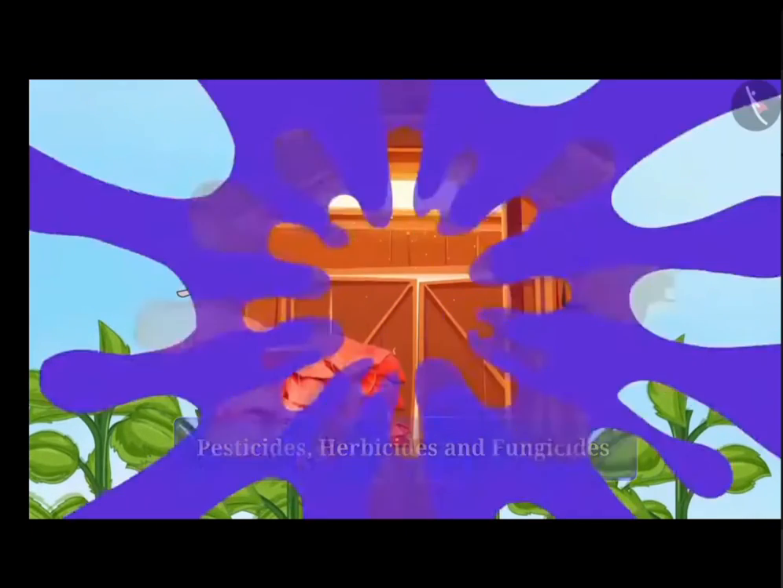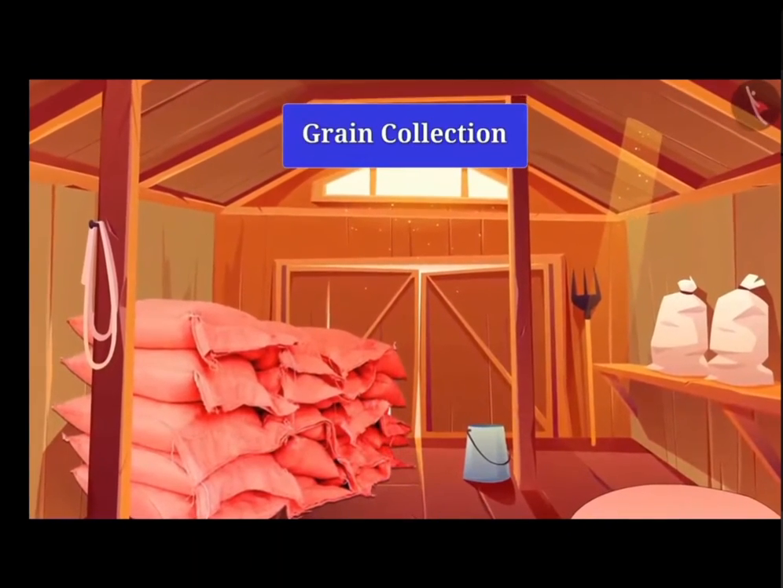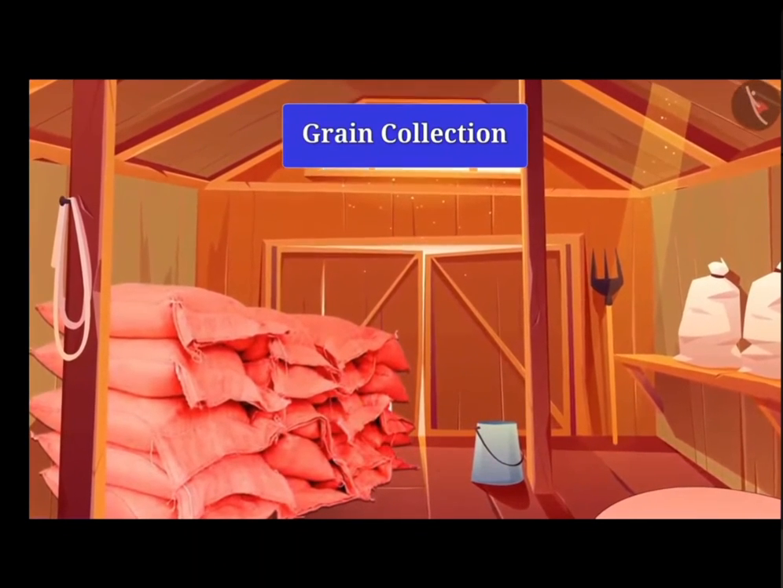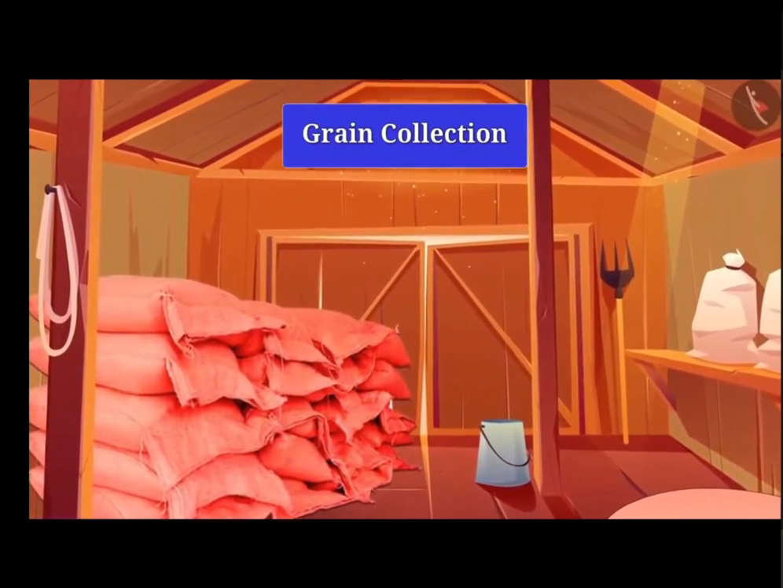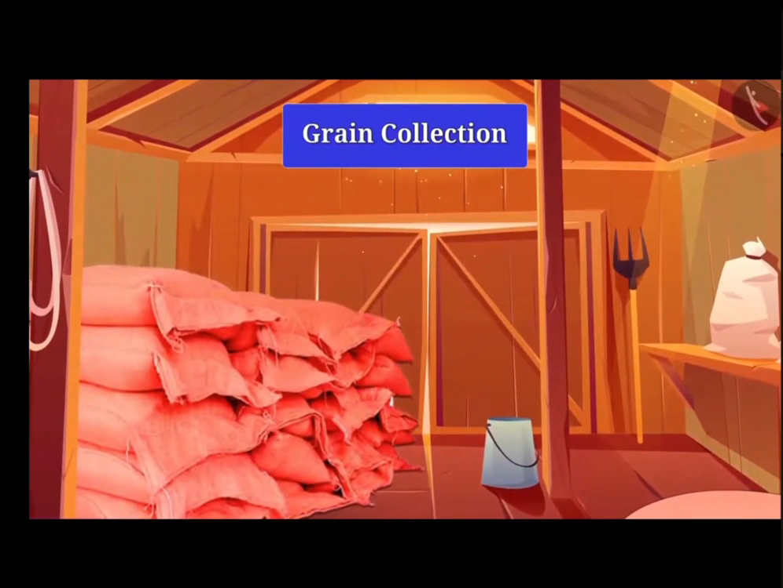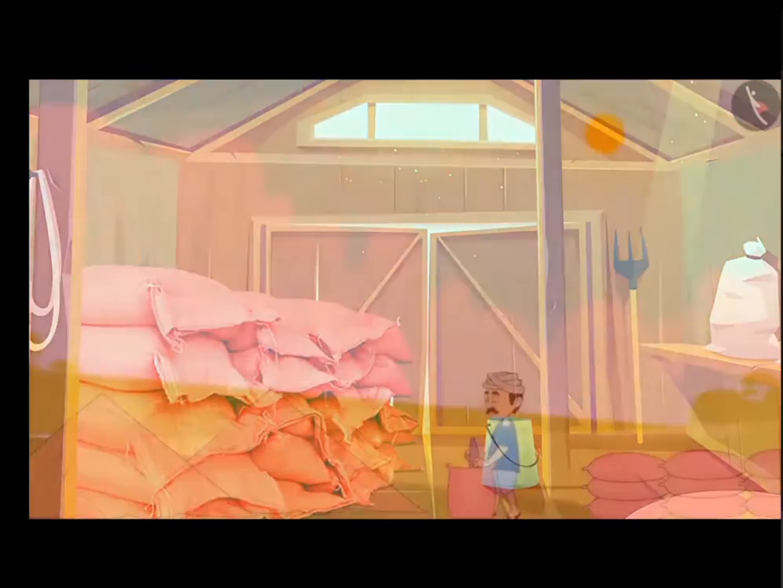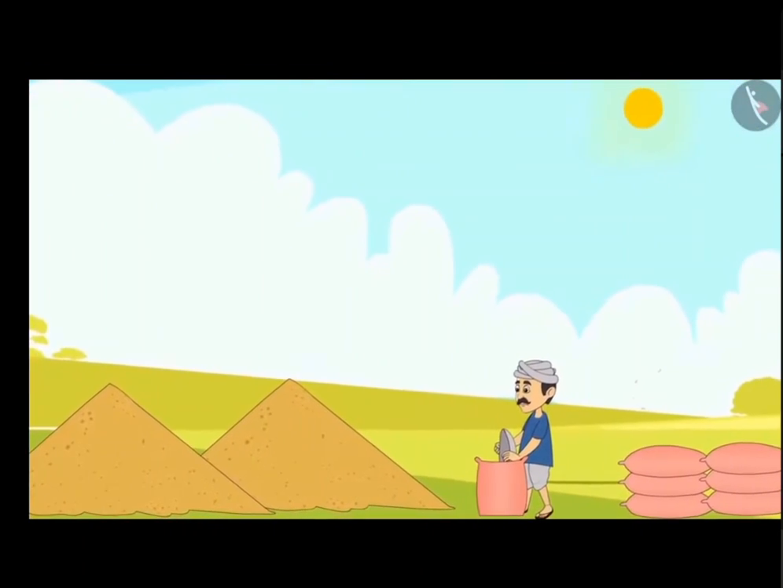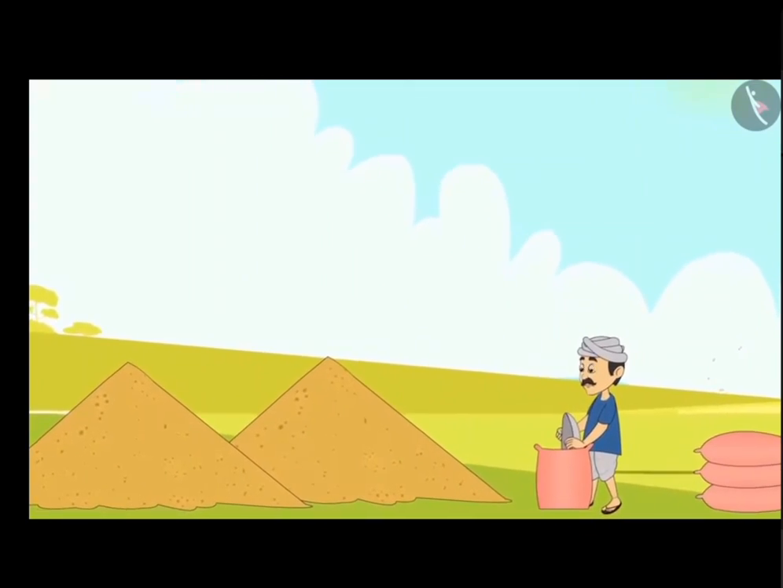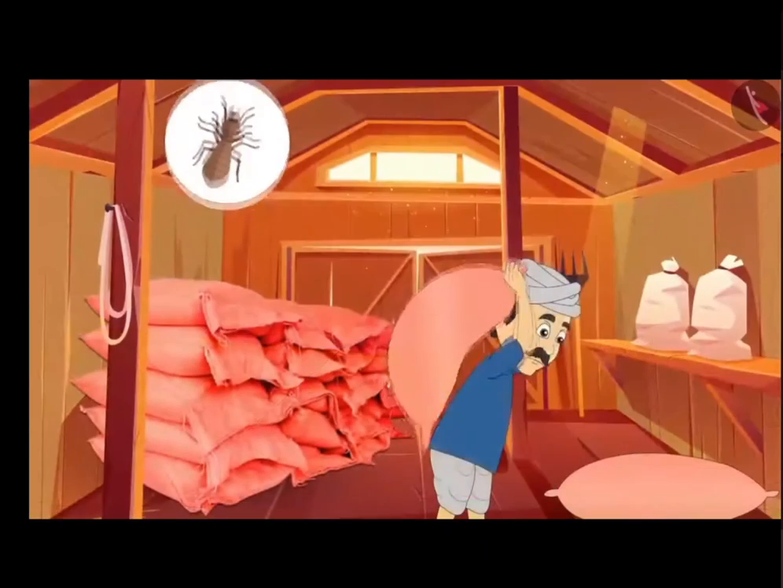Friends, if the crop is not stored properly after harvesting, it is also destroyed by pests. Therefore, grains should be stored properly. Do you know how to store grains? The grains can be stored by drying them in sunlight and spraying chemicals before storing them, which keeps all the insects away.